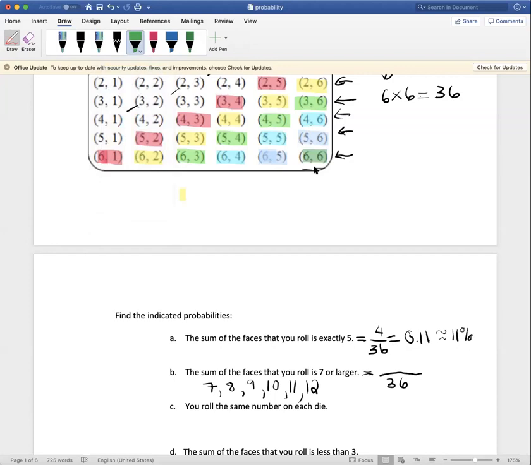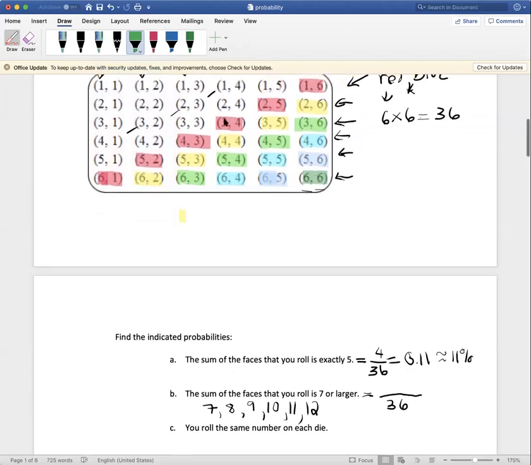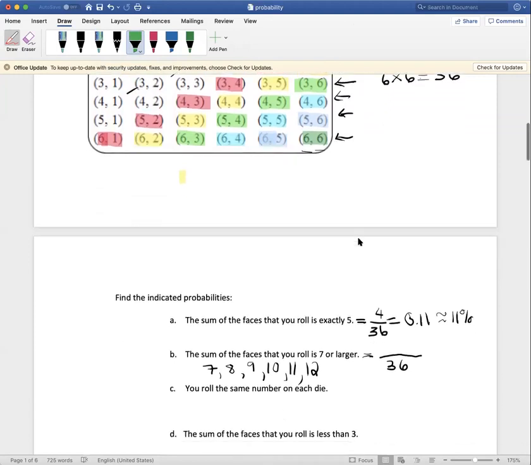So if we count up how many of these we have all together, well, we have 1, 2, 3, 4, 5, 6. 6 plus 5 gives us 11. 11 plus 4 gives us 15. 15 plus 3 gives us 18, 19, 20, 21. So 21 out of 36, and let's express that as a decimal. 21 out of 36 of those elements gives us 0.58. So there's a pretty decent chance that that's going to happen.